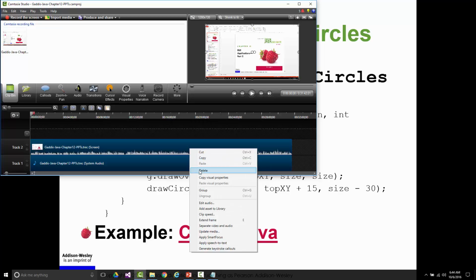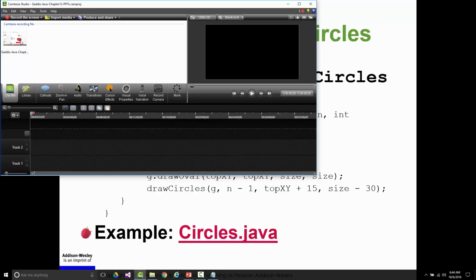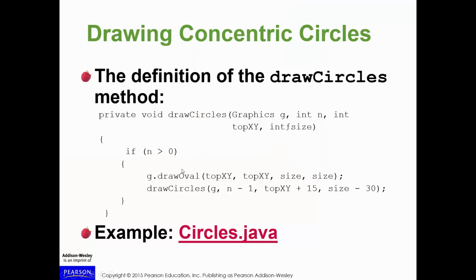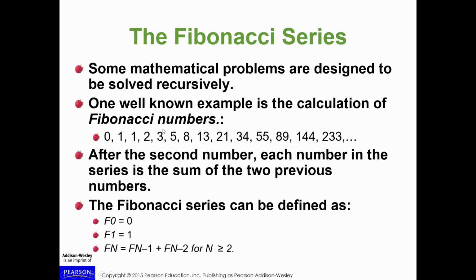Here is another example, and in this example, they're drawing concentric circles. What this would do would be almost like the old spirograph toy that you might have seen when you were a kid, or maybe not, where you can draw a bunch of circles.